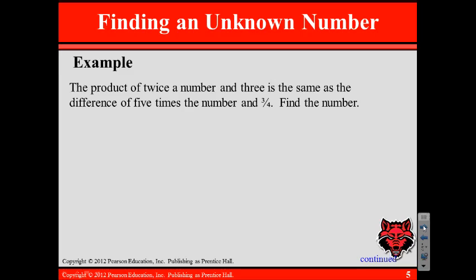Let's try an example. Now, no two word problems will be exactly the same. That's why we have a general process. So don't be frustrated or irritated as you come up to problems that don't exactly fit the mold of every example. Try to apply the general problem-solving technique. That being said, let's try the first example. The product of twice a number and 3 is the same as the difference of 5 times the number and 3/4. Find the number.